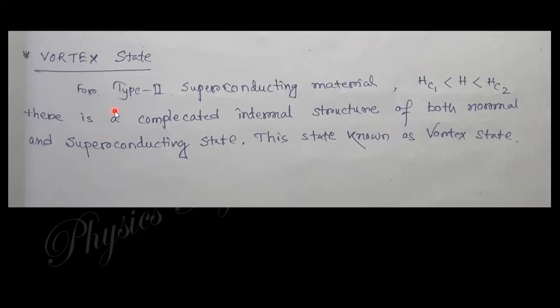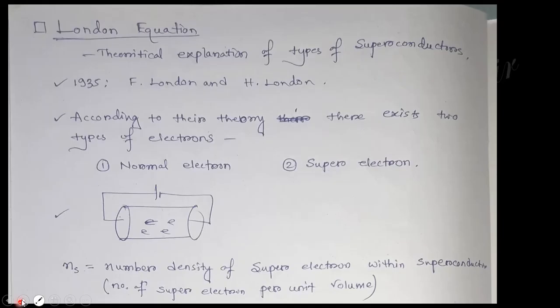Next is the vortex state. It is nothing but a type 2 superconductor material where two states, that is the superconducting state and the normal state, are superimposed, a complicated mixture of these two states, the vortex state. Next important thing is the London equation.